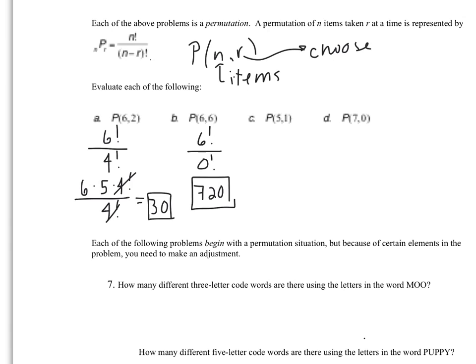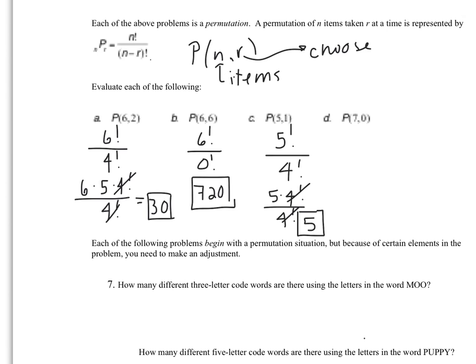5 choose 1, according to our formula, would be 5 factorial over 4 factorial, which just ends up being 5 times 4 factorial over 4 factorial, which is just 5, which makes sense. If we have, let's say, 5 distinct letters, and we're just going to pick one, well, there are 5 choices that we have.